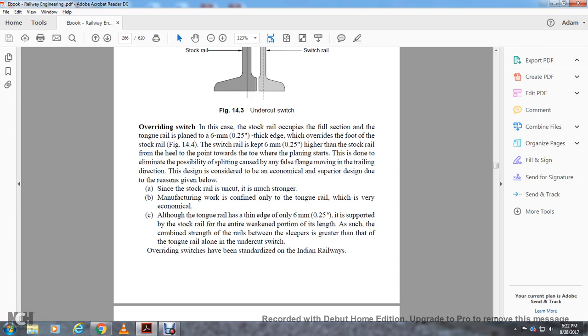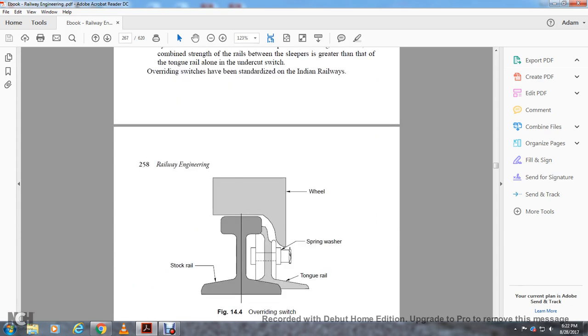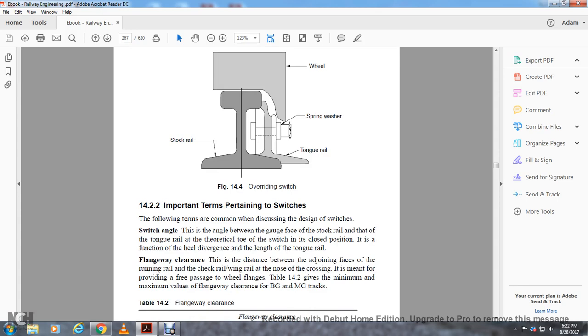As such, the combined strength of the rails between the sleepers is greater than the tongue rail alone with the undercut switch. Overriding switches have been standardized in Indian Railways. Figure 14.4 shows the overriding stock rail with the tongue rail split, with a spring washer and wheel.